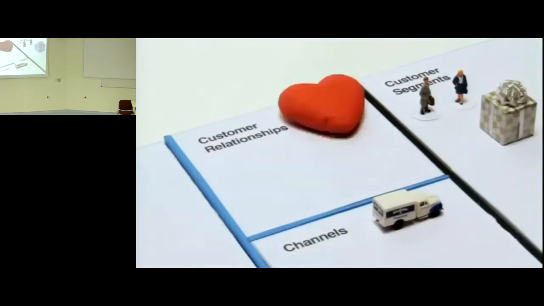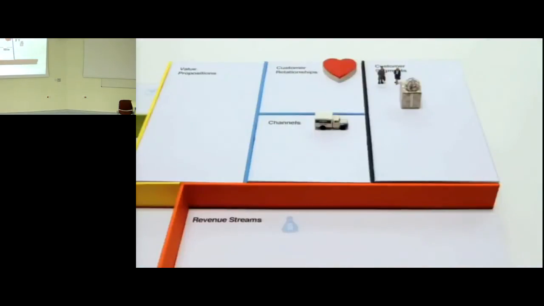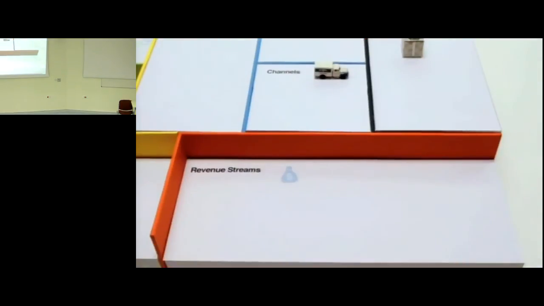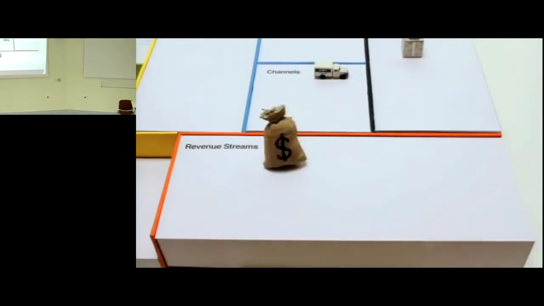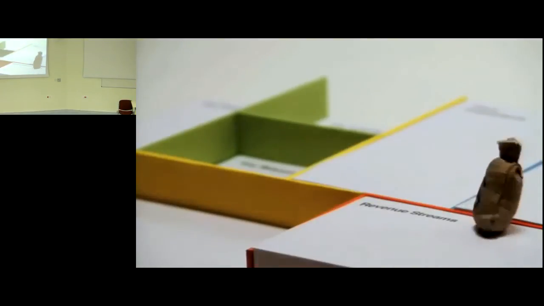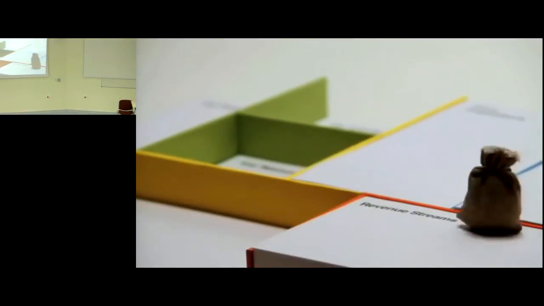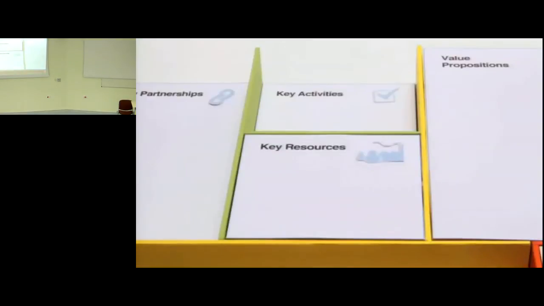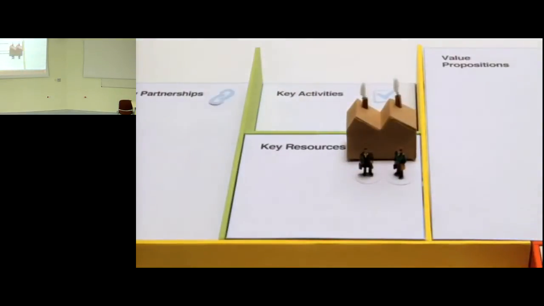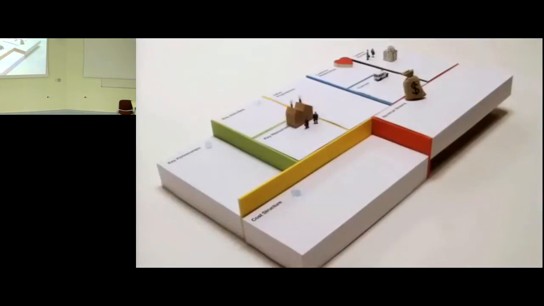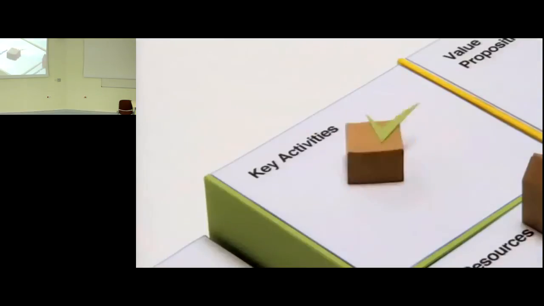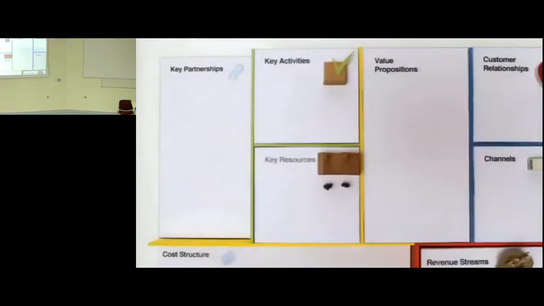The customer relationships outline the type of relationship you're establishing with your customers. The revenue streams make clear how and through which pricing mechanisms your business model is capturing value. Then you need to describe the infrastructure to create, deliver, and capture value. The key resources show which assets are indispensable in your business model. The key activities show which things you really need to be able to perform well.